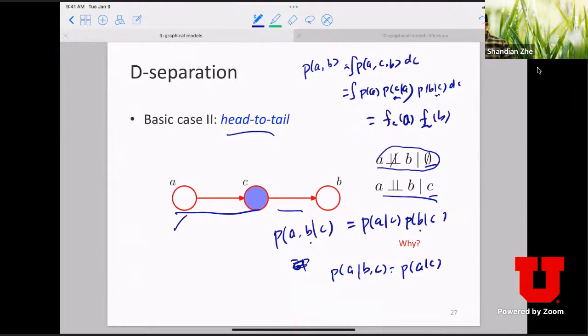Is it true? No, it's not true. P of A given C is P of A and C divided by P of C. You shouldn't say it is just P of A. That would just mean C and A are independent, but given this graph structure, in general they are not independent.